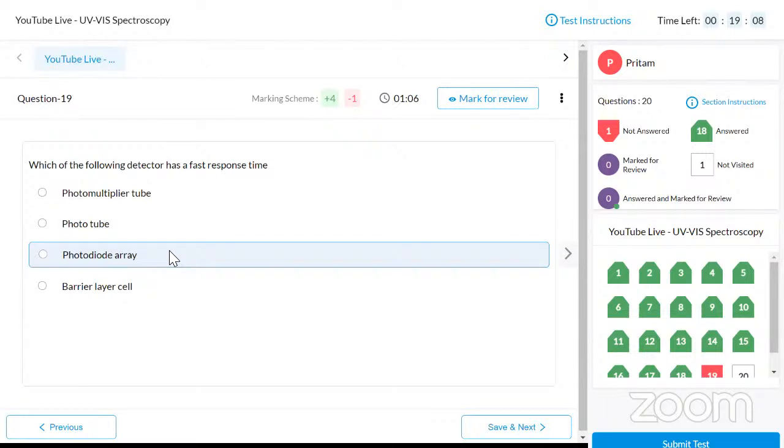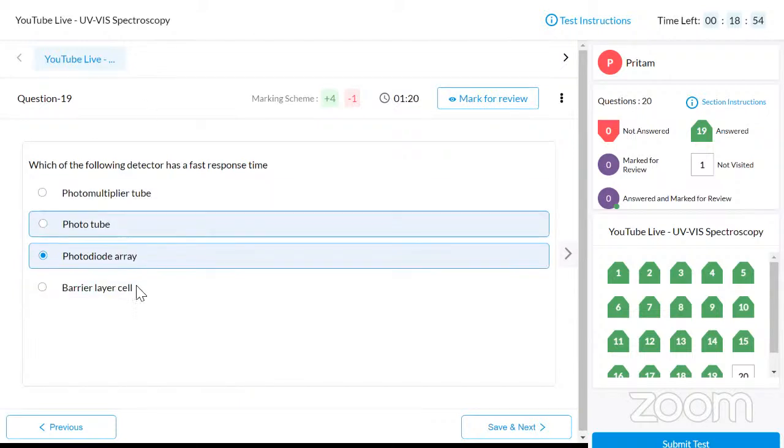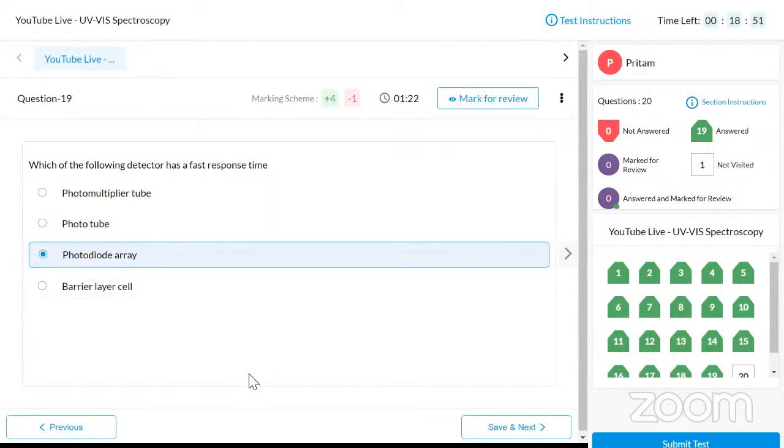So barrier layer cell is also not your answer. Your answer, the detector which has a very fast response time, is the photodiode array. I hope it is all clear how we are approaching all these. Moving on to the next.